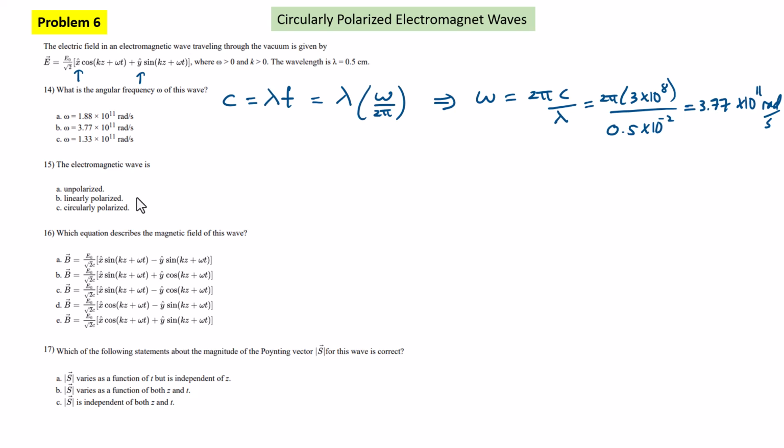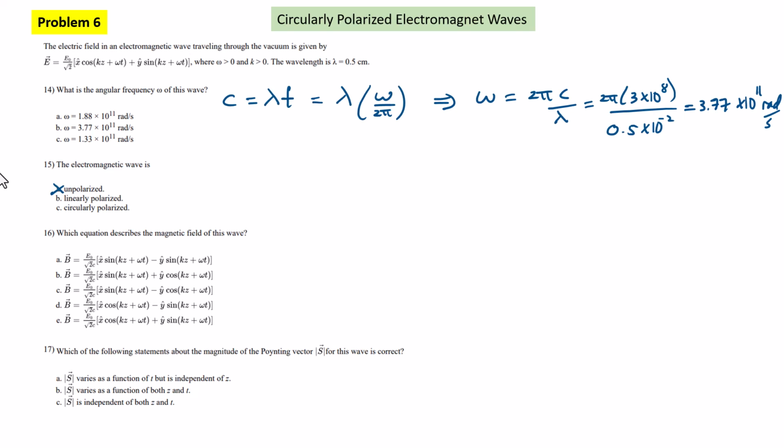This electromagnetic wave is either unpolarized, linearly polarized, or circularly polarized. Well, it's certainly not unpolarized, because that should have all possible orientations, and here we clearly have a vector that has an x and a y component. So we're down to it: is it linearly polarized or circularly polarized? It looks different from what we've been doing previously with linearly polarized, but let's try to explain why it would be circularly polarized.